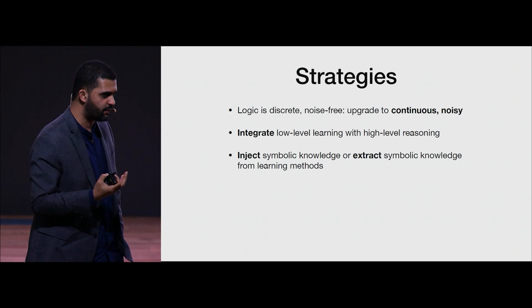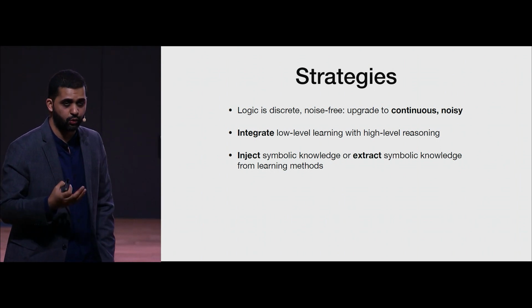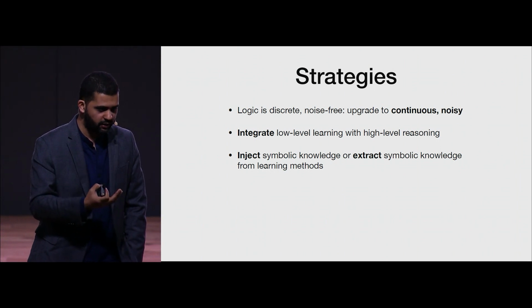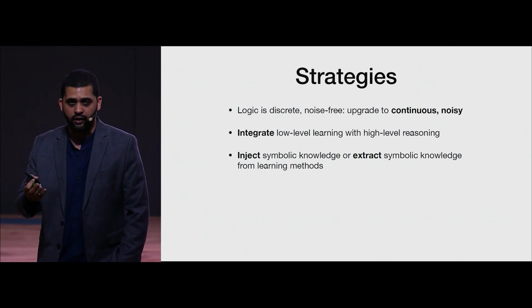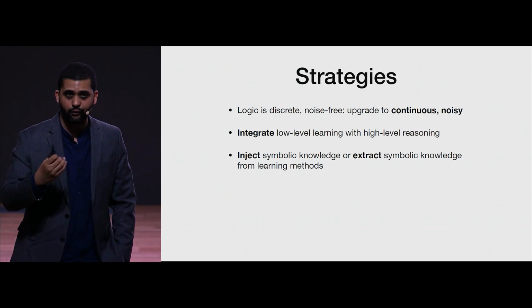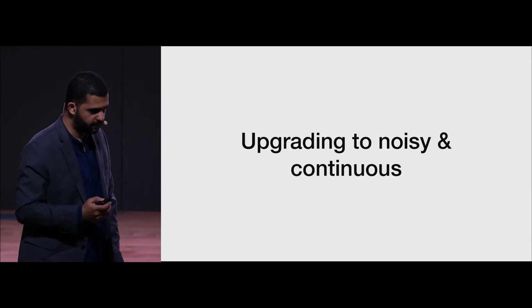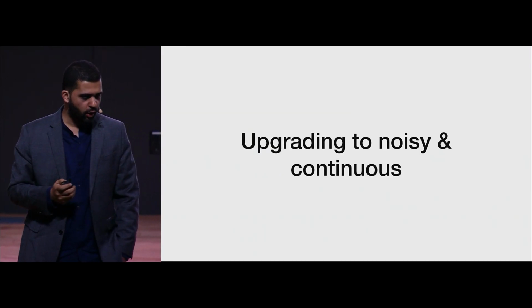One thing is that people often complain that logic is discrete and noise-free, so you can upgrade them. And in fact, the Markov network that I showed earlier is already an example of how you can add noise to the model. The other kind of thing you can do is you can try and integrate low-level reasoning and low-level learning and high-level reasoning. And finally, you can find a way to inject symbolic knowledge or extract symbolic knowledge from machine learning systems. And I'll show examples of that. Upgrading to noisy and continuous.